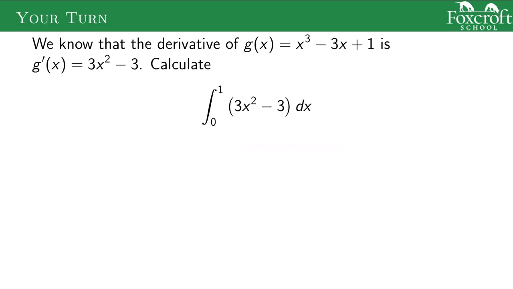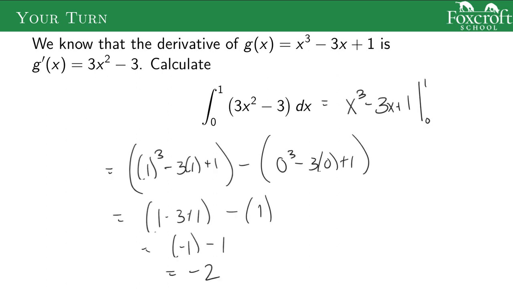Here's one for you to try on your own. We have this g of x function whose derivative is 3x squared minus 3. So use that in order to find the area under 3x squared minus 3. And I'll show you the answer in 3, 2, 1. And the answer you get is negative 2.